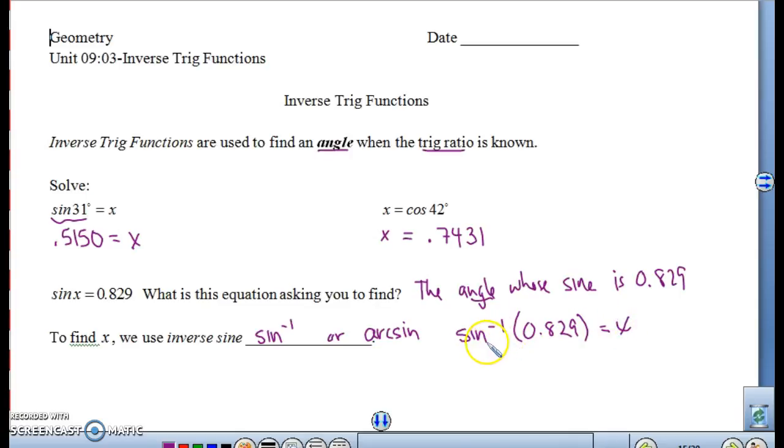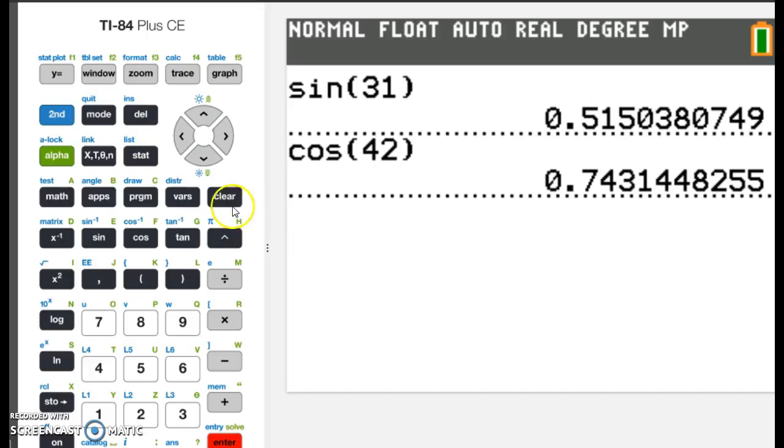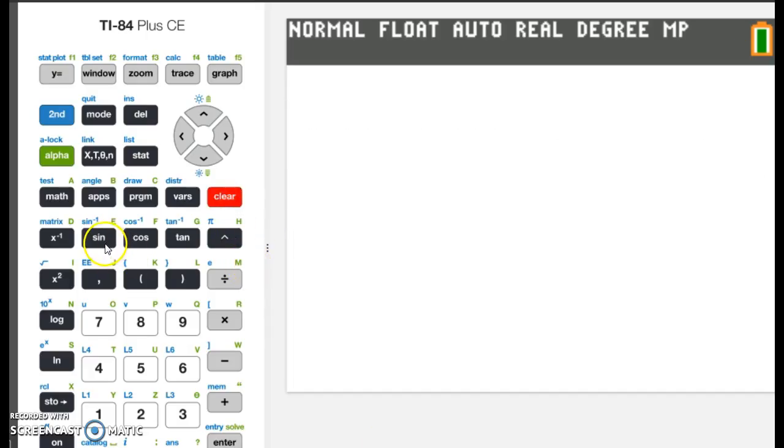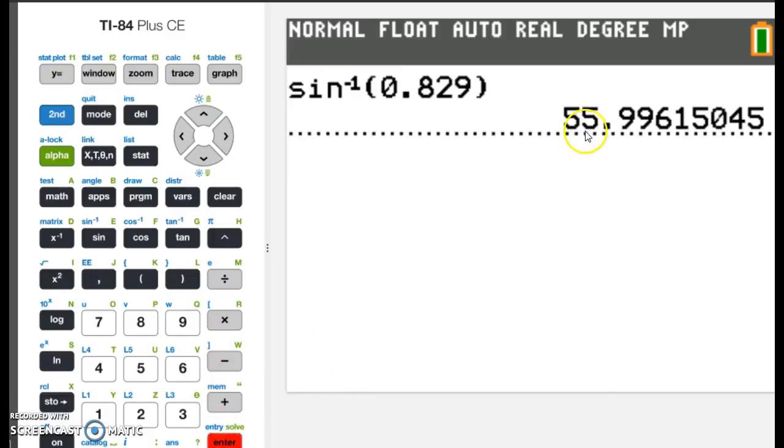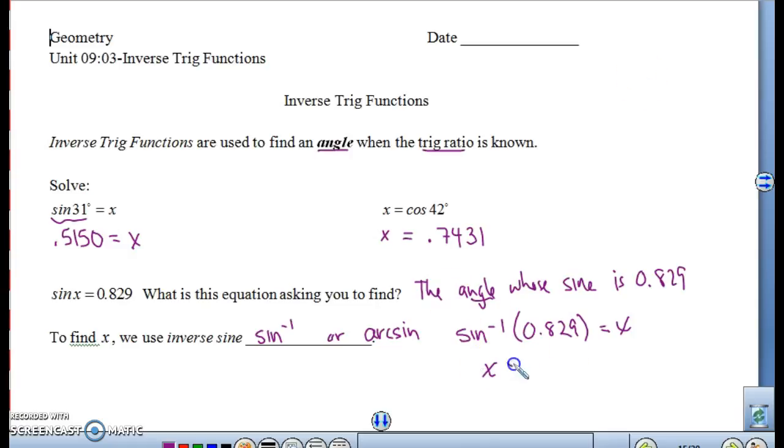All right, so what you're looking for to find inverse sine is when the ratio is 0.829, what angle is that? Now on your calculator, this is what you do. You notice the sine button right here, right above it in blue, is sine inverse. That means you have to use the second key. So second sine, and there's the sine inverse, and then 0.829. It's approximately 55.996, so about 56 degrees. All right, so x is approximately 56 degrees.